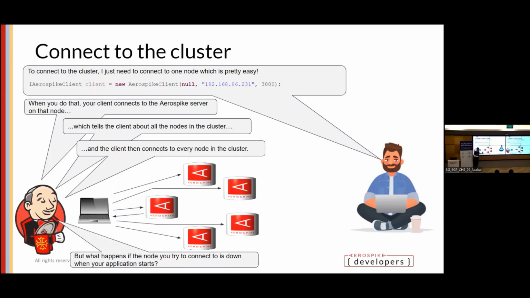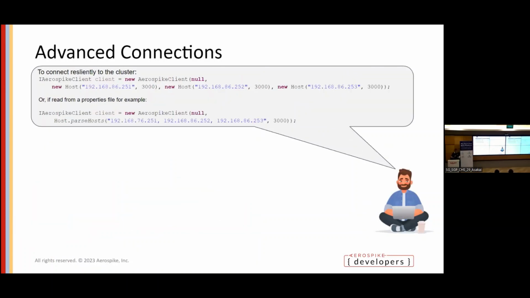Connects to the entire cluster. It returns something called the partition map. We'll talk about that later. So this is fine, but what is the issue here? The issue is, what if the node was down? Because you're connecting to one node. So if you don't want that, you connect to multiple nodes.